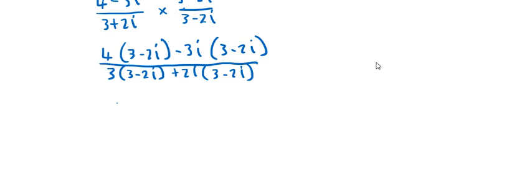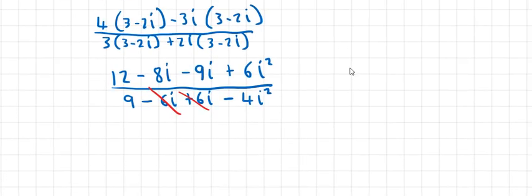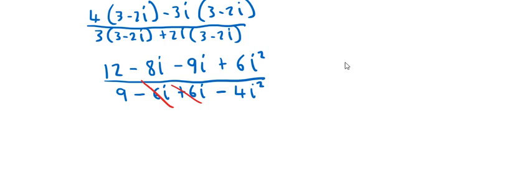So on the top we're going to get 12 minus 8i minus 9i plus 6i squared. On the bottom we're going to get 9 minus 6i plus 6i. So we see here again the minus 6i plus 6i are going to cancel each other out, and then minus 4i squared. So straight away you can put a line through both of those on the bottom.